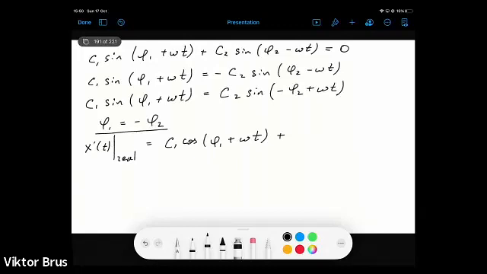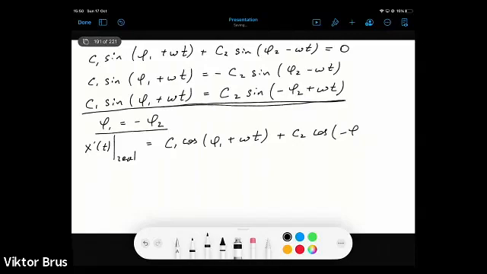Yes, here will be another C2 times cosinus minus... yeah, now it's clear why not C2. So again, here this left and right side will be equal to each other when phi 1 is equal to minus phi 2, and I forgot about this, and C1 is equal to C2. C1 is equal to C2.